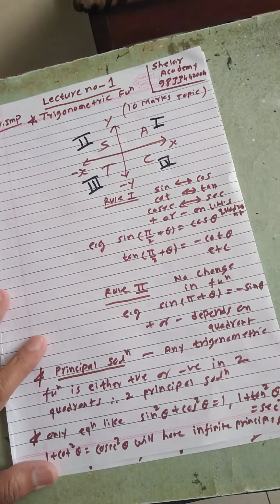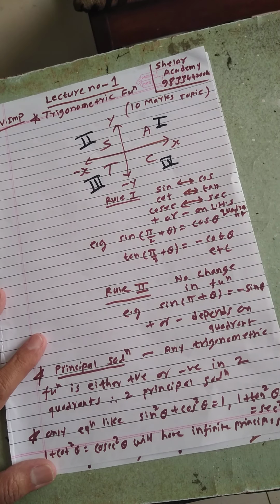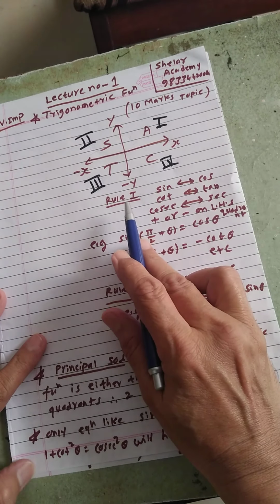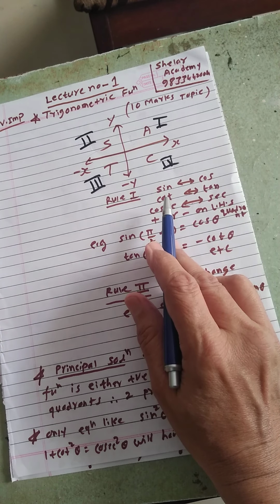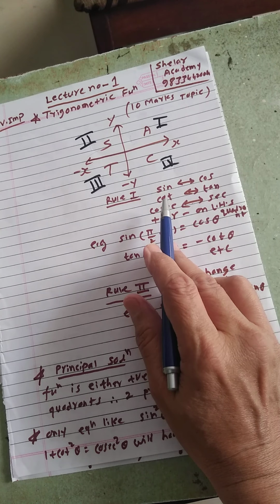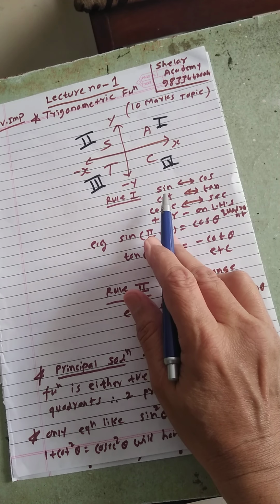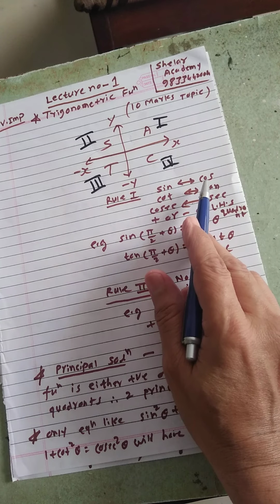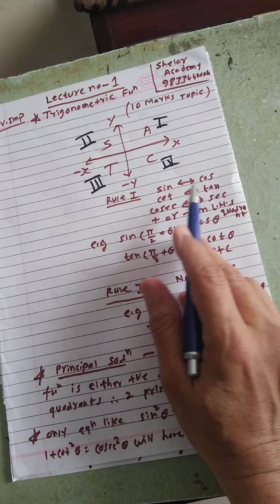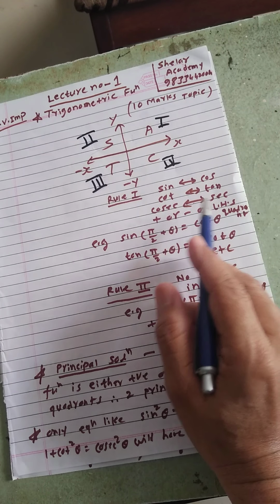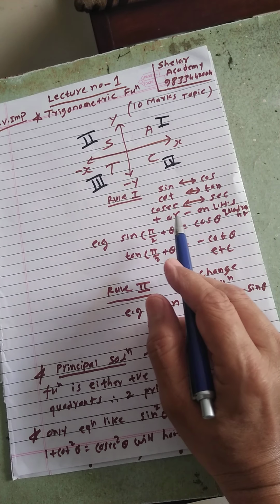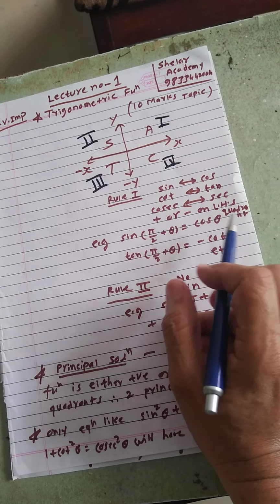Now, for the trigonometric function topic, we have to understand rule 1 and rule 2. Rule 1 says that whenever any trigonometric function is added to or subtracted from pi by 2, or 3 pi by 2, or an odd multiple of pi by 2, then there is a change in the function. Sine changes to cos, cos changes to sine, cot changes to tan, tan changes to cot, cosec changes to sec, and sec changes to cosec. And plus or minus depends upon the left hand side quadrant.